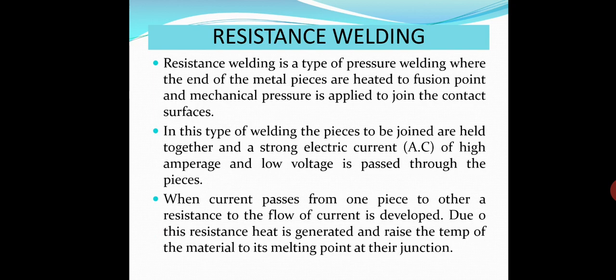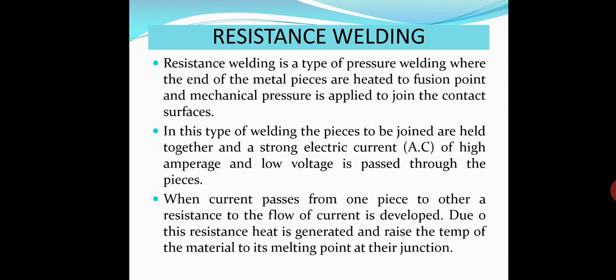Next, we will discuss resistance welding. Like arc welding, resistance welding is of great application. But resistance welding is a type of pressure welding. Arc welding was a type of fusion welding, but resistance welding is a type of pressure welding, where the ends of the metal pieces are heated to fusion point and mechanical pressure is applied to join the contact surfaces.